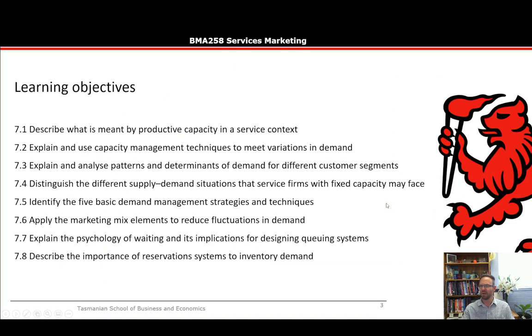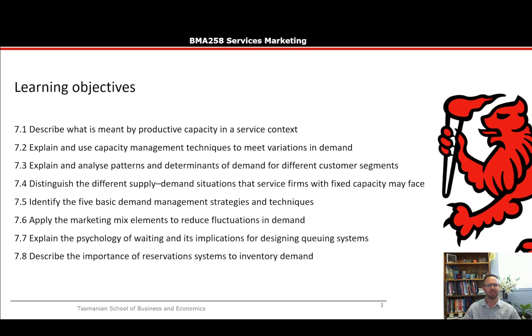So in this week we'll be dealing with balancing productive capacity and demand. So the intended learning outcomes for this week are, first of all, to describe what is meant by productive capacity within a service context. Number two, explain and use capacity management techniques to meet variations in demand. Number three, explain and analyse patterns and determinants of demand for different customer segments.